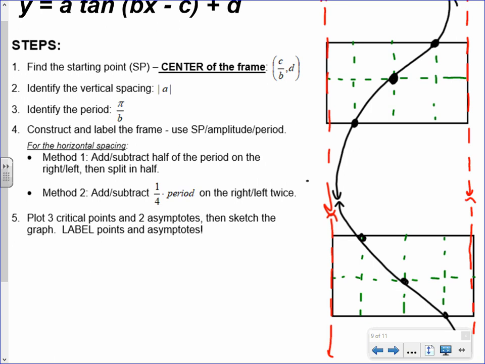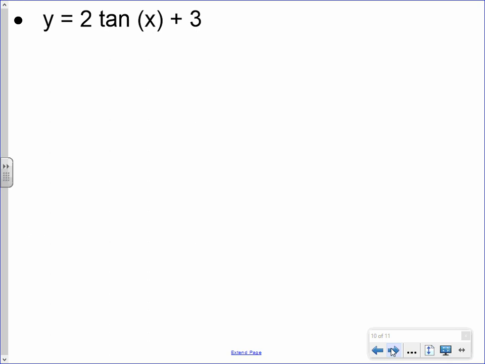All right. So we have 5 minutes left in class. We're going to get through an example. Usually I like to have you guys help me out, but we're just going to get through it. Go ahead and write down y equals 2 tangent of x plus 3.